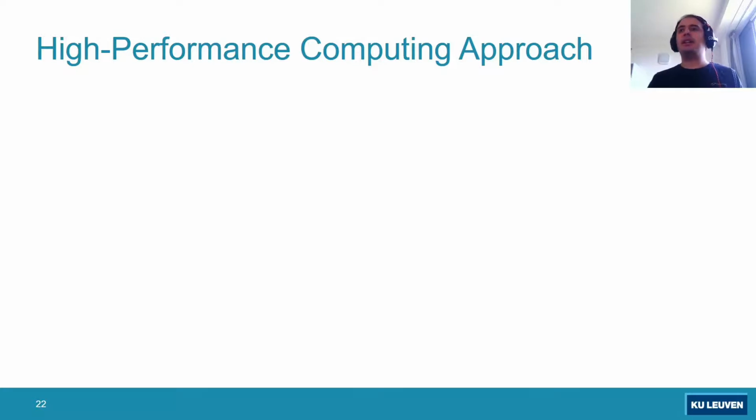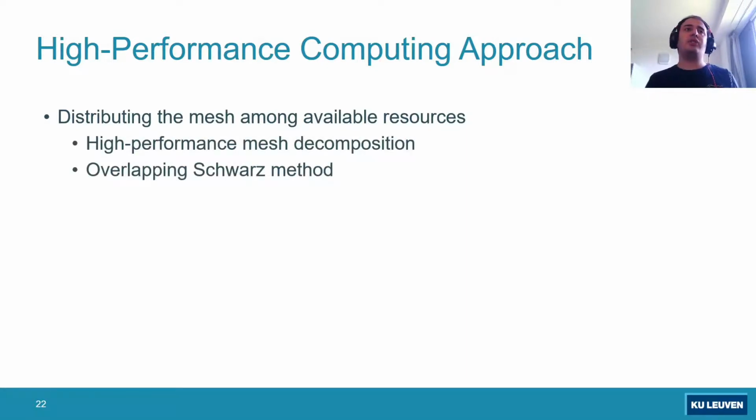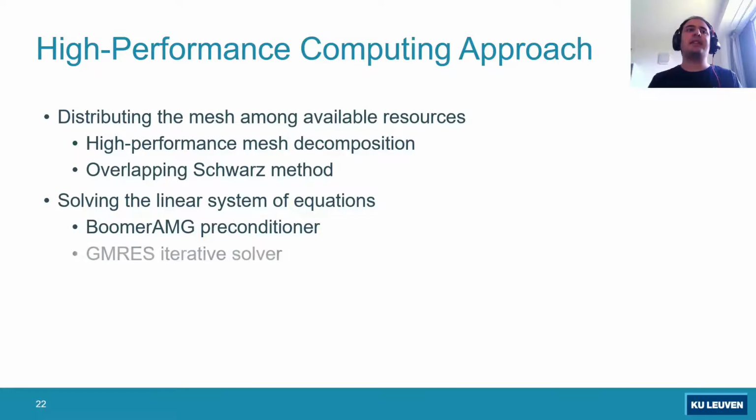And I want to show you some more details on the parallelization approach that we employed. It includes first the distribution of mesh among available resources, so a sort of mesh decomposition, which has been done using overlapping Schwarz method. And also solving the linear system of equations. A finite element leads to a linear system of equations. In this case, it consists of millions of unknowns, and we use algebraic multigrid preconditioners for reaction diffusion systems, and then GMRES iterative solvers to solve the system, as well as field-split preconditioner for fluid flow and Navier-Stokes equations.